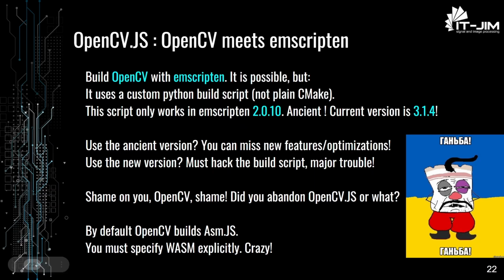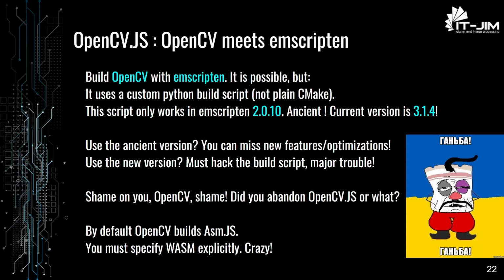Now, what if we want OpenCV? For image processing, you typically want OpenCV, at least in our company. How do you do it in Emscripten? There is something called OpenCV JS. OpenCV can be built with Emscripten, and it's generally possible, but there are several buts. It uses a custom Python build script, not plain CMake, and the script only worked in a very old version of Emscripten, while the current version is 3 something.